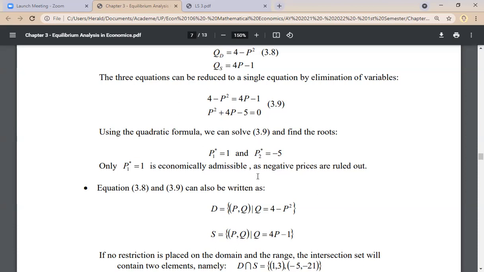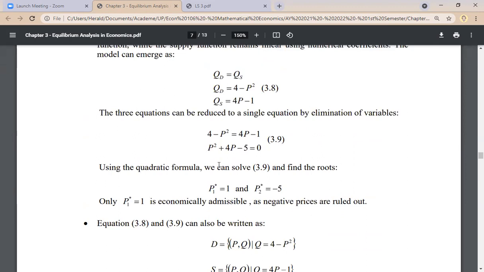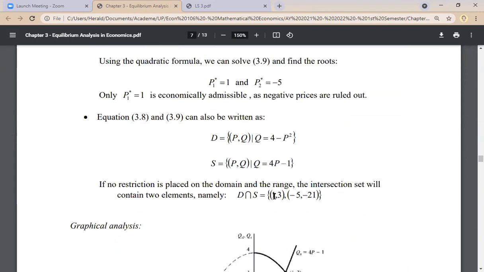Okay? So for this one, we have ruled out that negative prices will not be included in the study. As just a practice, the functions here could also be written this way, and the intersection of this would be equal to this one.